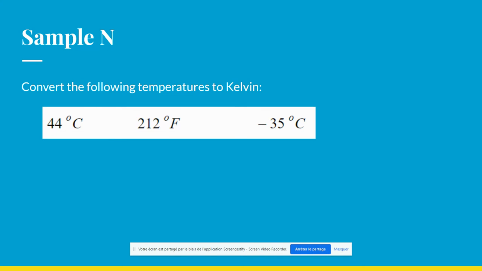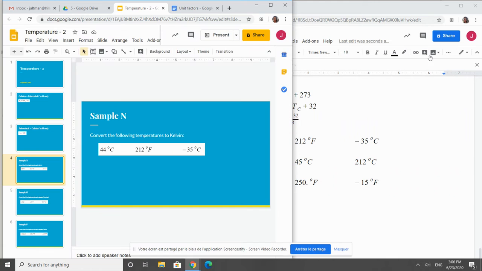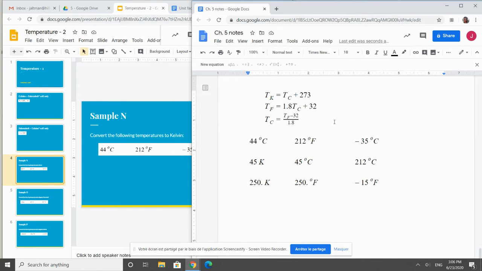All right, let's work through some examples. So I've just copied and pasted all three of the equations here that we could need. So for the first one, I'm just going to add 273 to get it to be in Kelvin. So I get 317 Kelvin.